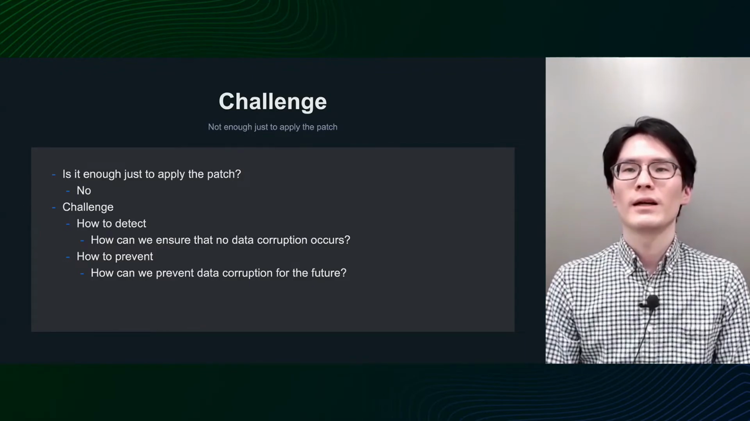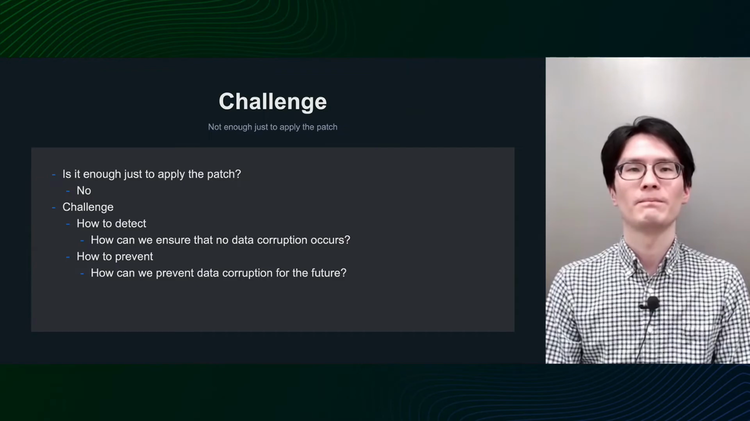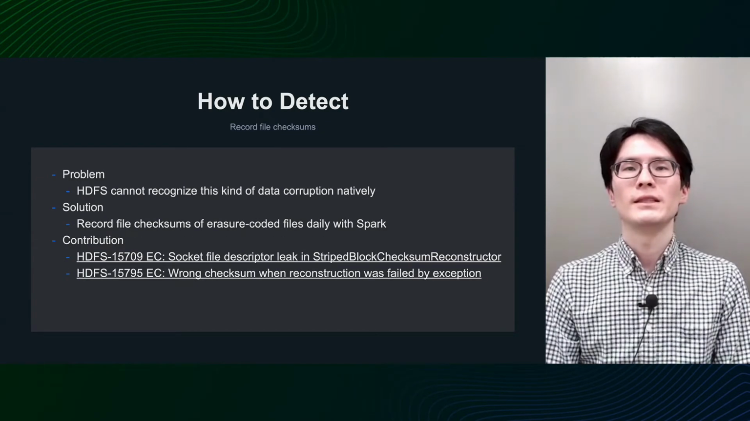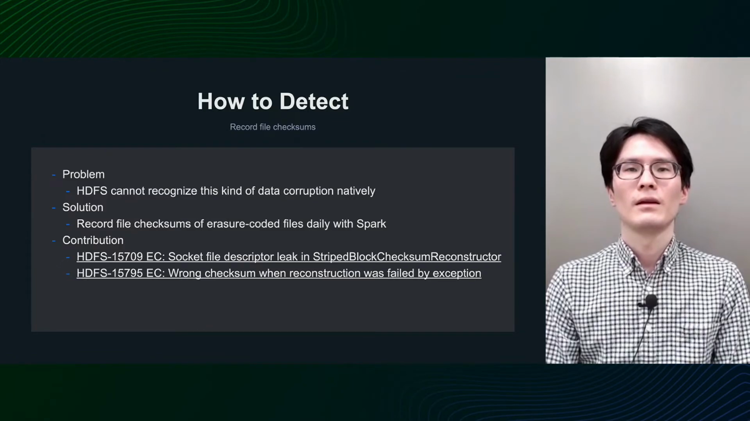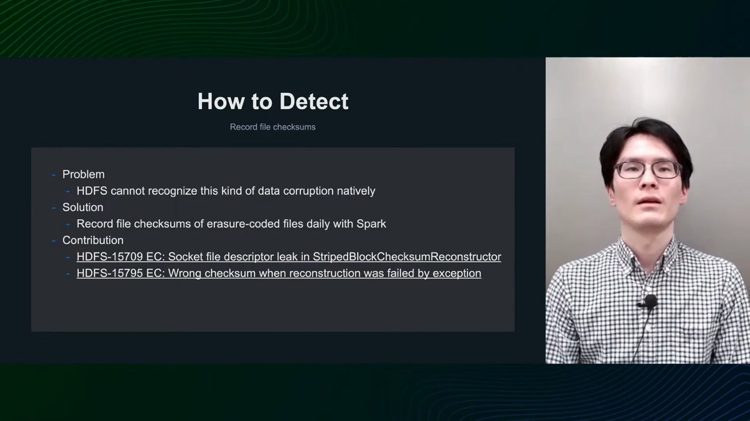How to monitor that data corruption was no longer occurring after the patch was applied, and how to prevent data corruption in the future, taking into account the possibility that other bugs may be lurking or new bugs may occur in the future. For the first one, data corruption detection, we decided to use Spark to save the checksum of the erasure coded files as a Hive table on a daily basis and compare them. The implementation was done quickly, but when we actually ran the job, we encountered a few unexpected problems.